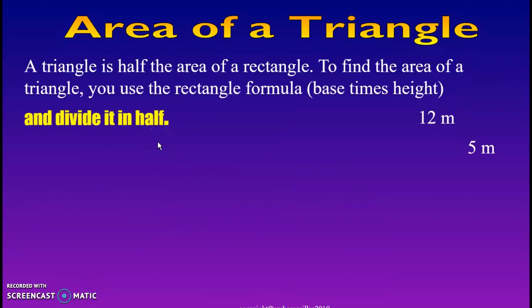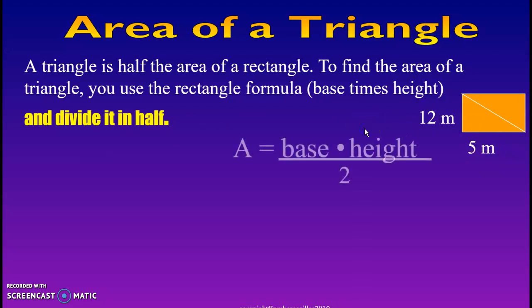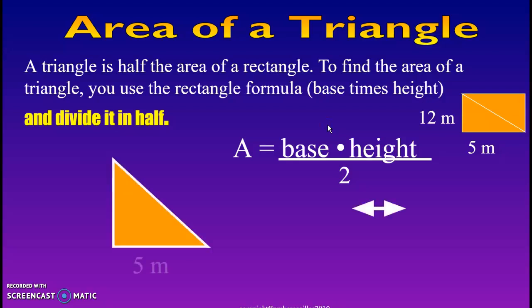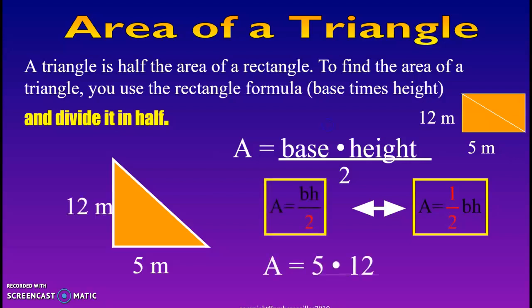A triangle is half of the area of a rectangle. So let's find the area of this triangle based on this rectangle. We know the dimensions of this rectangle are 5 meters for the base and 12 meters for the height. And we know we're going to use the formula area equals base times height divided by 2 to find the area of a triangle. So this triangle has a base of 5 and it also has a height of 12. In order to find the area of this triangle, I'm going to multiply 5 times 12 and divide it by 2.